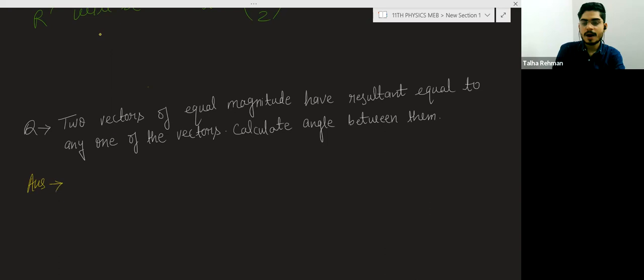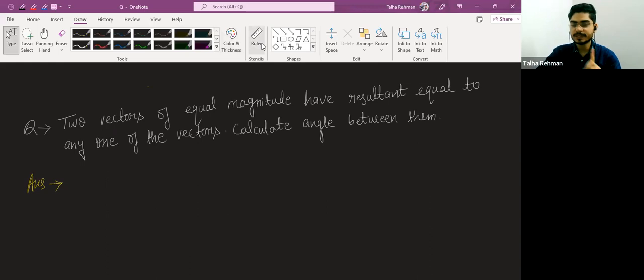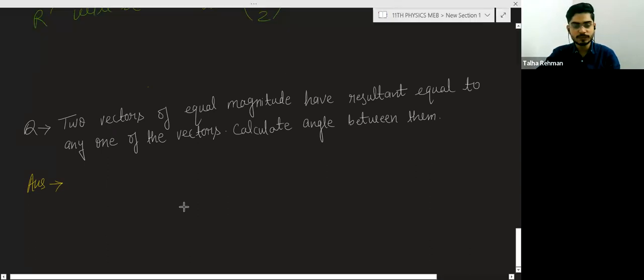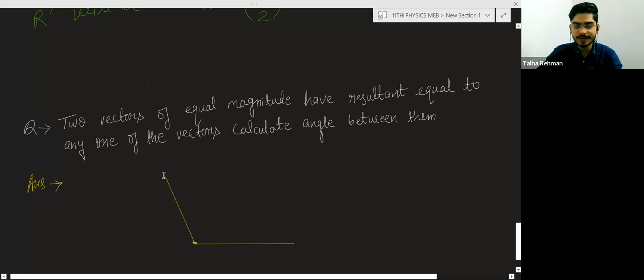I am supposing, okay, if you want to draw the diagram, then draw. Otherwise, there is no requirement. I can solve this question without the diagram also, but I have to explain to you, so that is why I am drawing the diagram. Two vectors of equal magnitude. Suppose these are the two vectors, and these vectors have equal magnitude, meaning this length and this length should be the same. Suppose this is A vector and this is B vector, and theta is this angle.